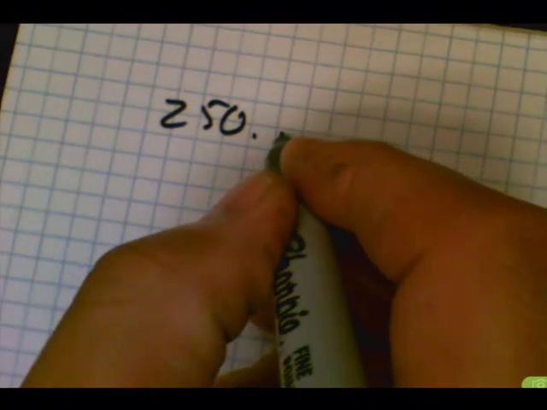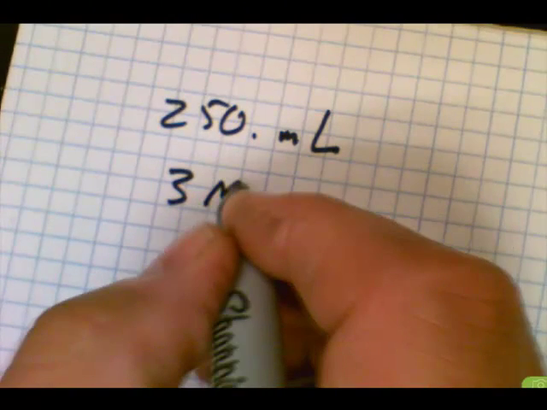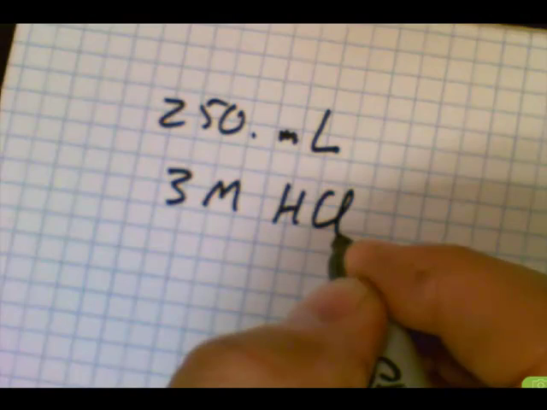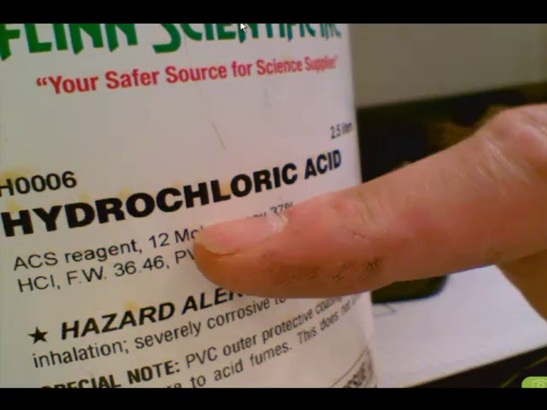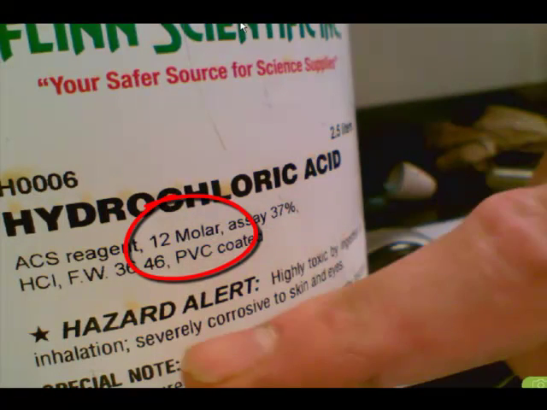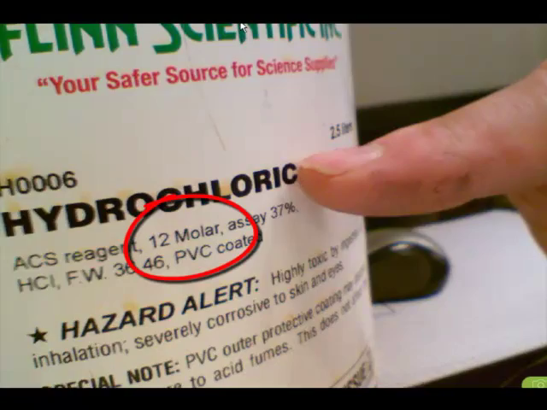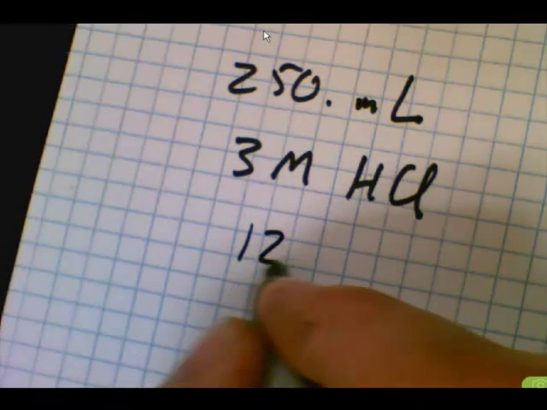My objective here is to make 250 milliliters of an acid solution that's 3 molar in concentration hydrochloric acid. Now I'm going to make this from a hydrochloric acid solution that's 12 moles per liter, or 12 molar, and I'm going to do it by diluting it with water. So I'll make note of that here.